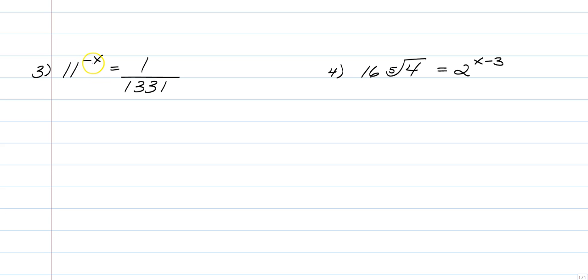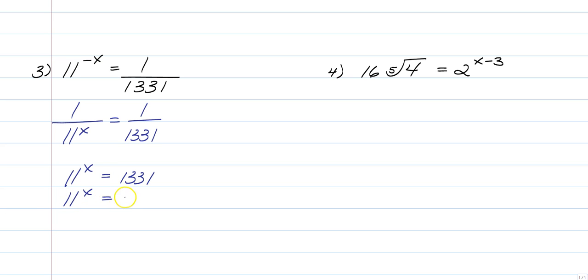Remember, a negative exponent just means reciprocal. So this is 1 over 1331, but this is 11 raised to the negative x. So we can rewrite this as 1 over 11 to the x, and that's equal to 1 over 1331. So since our numerators are the same, we just have to set the denominators equal if these fractions are going to be equal. So we can just set 11 to the x power equal to 1331, where really all you're doing is asking yourself, 11 raised to what power is 1331? So 11 to the x is actually equal to 11 to the 3rd power, so x is just equal to 3.